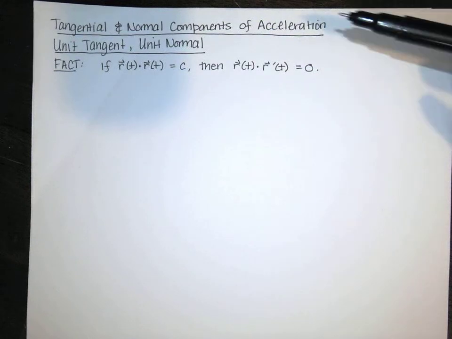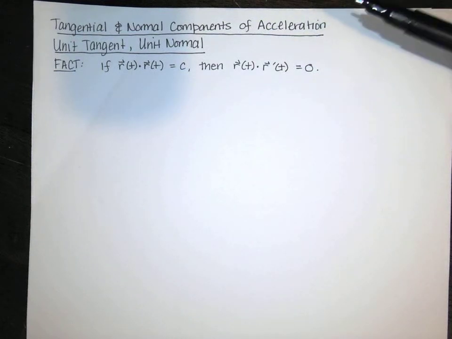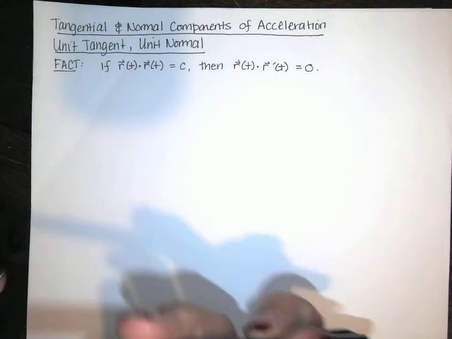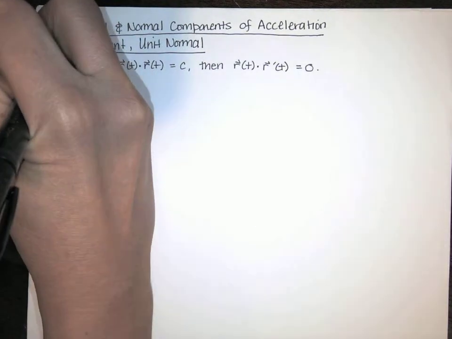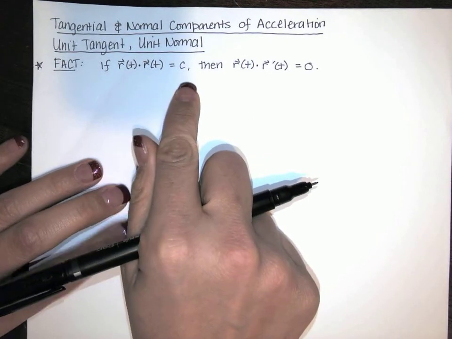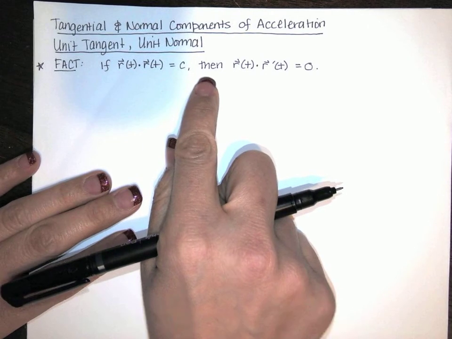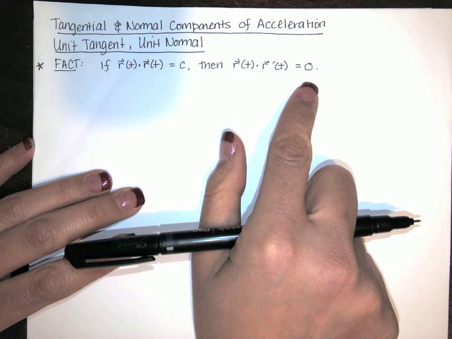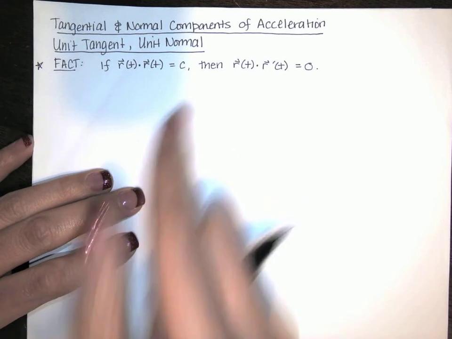This video is about the tangential and normal components of acceleration, and also about the unit tangent vector and the unit normal vector. In the last video, we proved this fact: if a vector dotted with itself is equal to a constant, then it turns out that that vector dotted with its derivative is equal to 0. Let's think a little bit more about the implications of this statement.